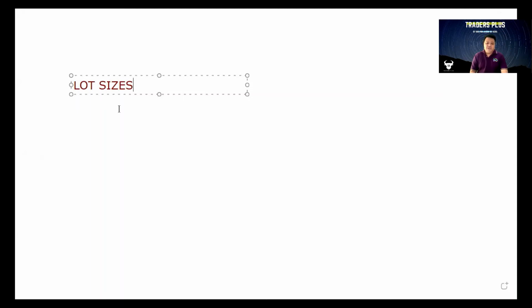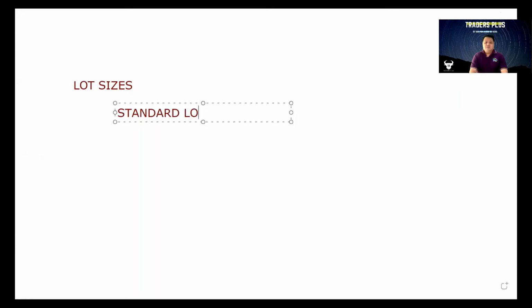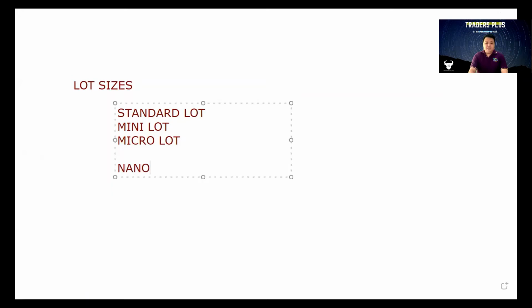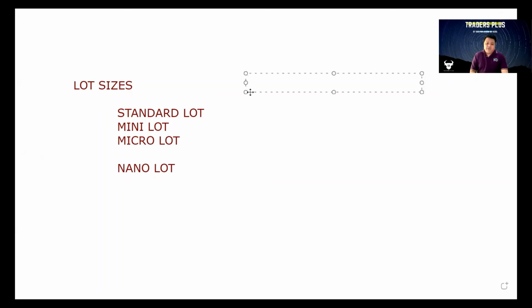Okay, so we have the standard lot. We have the mini lot. And we have the micro lot. Okay. And of course, we have the nano lot. Iiwalay ko lang kasi the nano lot, as again, in the standard account, that is not applicable. Okay. So the dollar value, okay, pero bago natin ilagay yung dollar value, i-remind ko lang kayo.